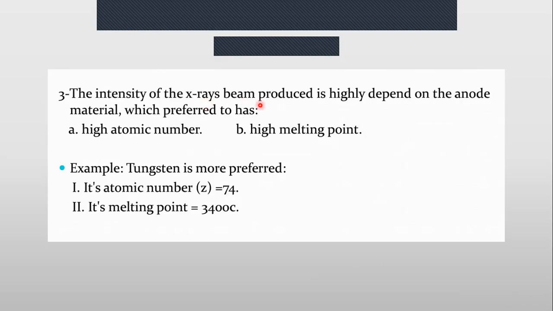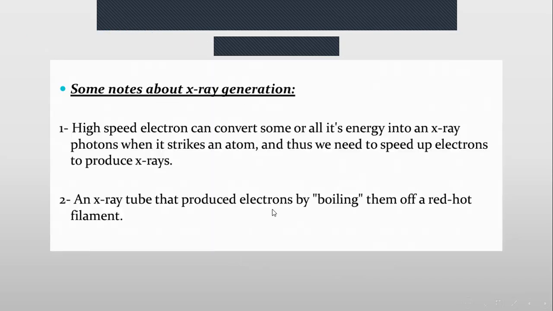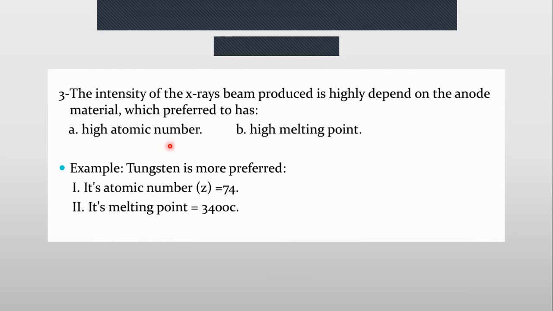The intensity of the X-ray being produced is highly dependent on the anode material, which refers to a high atomic number and high melting point. So to produce a high X-ray intensity, it will depend on the anode. What are the properties of the anode? It should have a high atomic number and a high melting point.